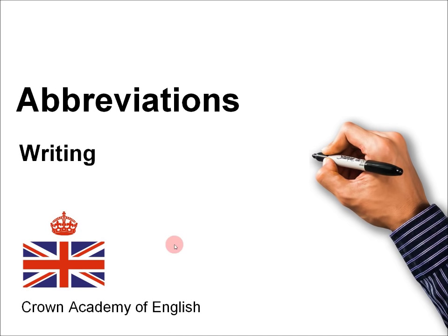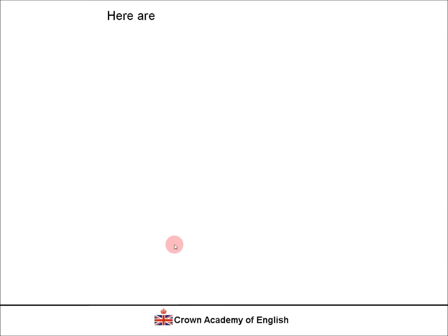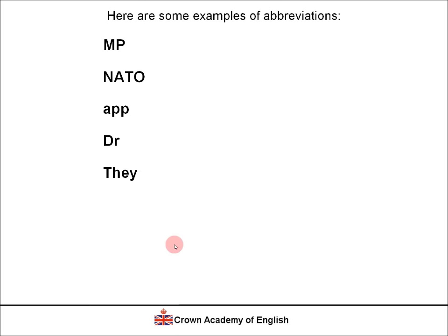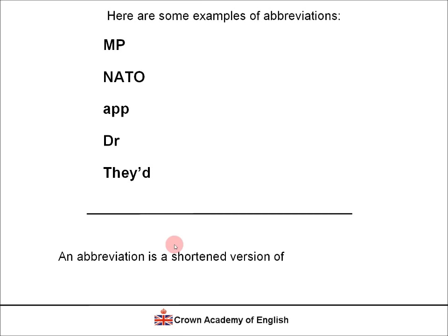Today we are doing an English writing lesson all about abbreviations. So here are some examples of abbreviations. An abbreviation is a shortened version of a word or phrase. So let's look at the meaning.